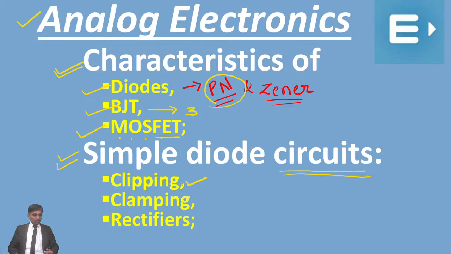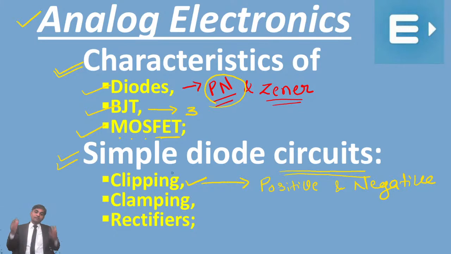In this clipping also, we will discuss in detail, sir. There are two types of clippers generally. What are they, sir? Positive clipper and negative clipper. So what do you mean by that? When the positive portion of the input signal is clipped off, then we can call it a positive clipper. When the negative portion of the input signal is clipped off, then we can call it a negative clipper.